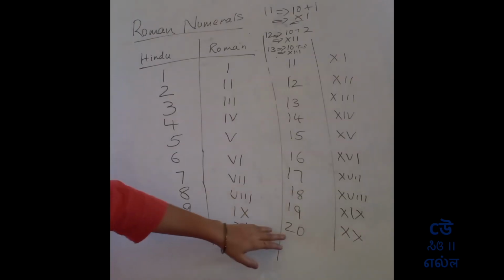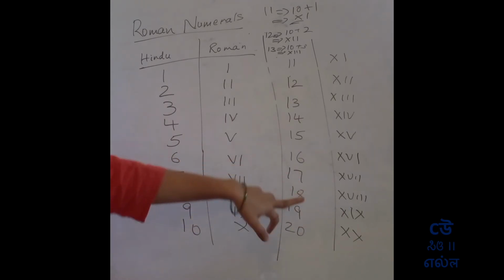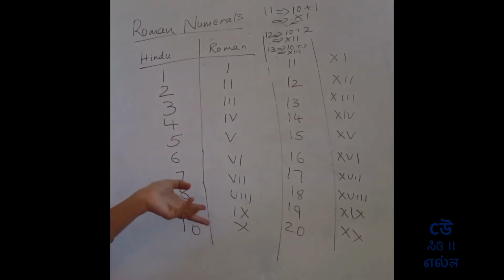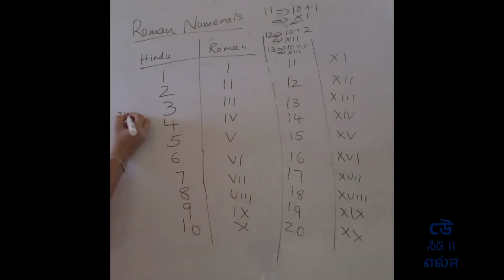Next, like that only for 20 also, you can split as 20 plus 1. Next, for 22, you can split as 20 plus 2. So for 21, what will be the number? 21 is 20 plus 1. So 20 is what? XX. 1 is what? 1. Like that only it keeps on continuing.